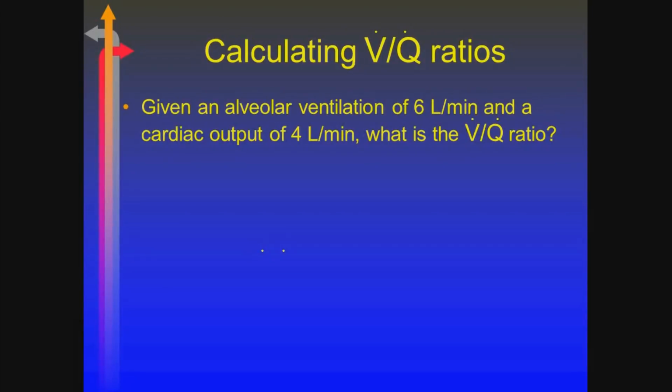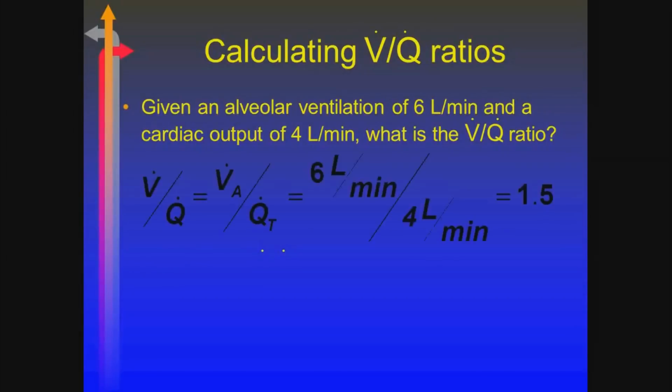Alveolar ventilation is 6, cardiac output of 4. What's the VQ ratio? Well, the V stands for ventilation, the Q stands for perfusion, so you just divide 6 by 4 to get 1.5. Now, I might also ask you, given that relationship, what do I have going on? A shunt, a dead space, or is it normal? Well, if it's bigger than 0.8, it's a dead space. If it's less than 0.8, it's a shunt.